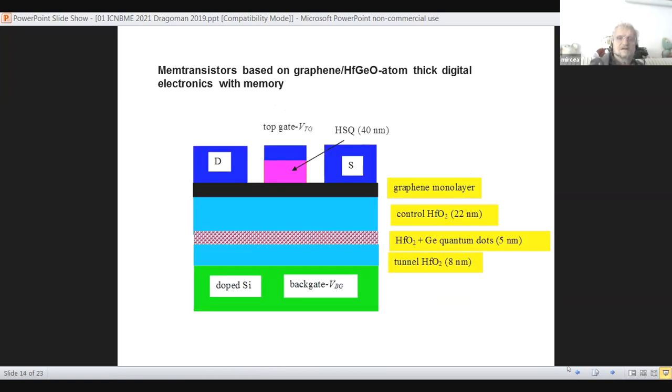The next device that we have performed, as I've told you, is based on the fact that hafnium oxide ferroelectrics, and any ferroelectrics introduced in a transistor, produce a memory effect. In this case, we term it as MEM transistor. The MEM comes from memory, a resistance with memory.